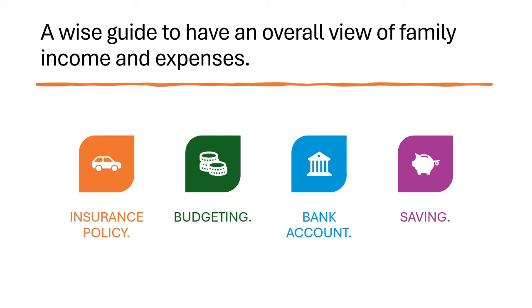A wise guide to have an overall view of family income and expenses is: insurance policy, budgeting, bank account, or saving? So keep on writing the answers in the comment section. The correct answer is budgeting. Now here in this book they have given you an explanation. A budget is a financial plan that tracks the income, that is money coming in, and expenses, that is money going out. It helps the individual to understand exactly where the money is going, allowing one to make informed decisions about the spending. So that is why it is a wise guide.